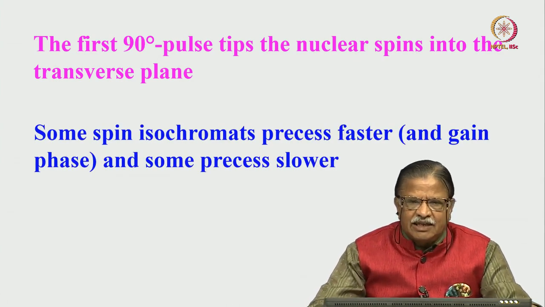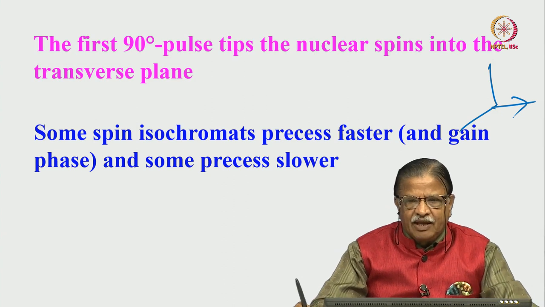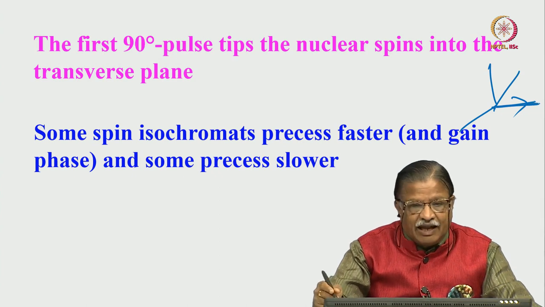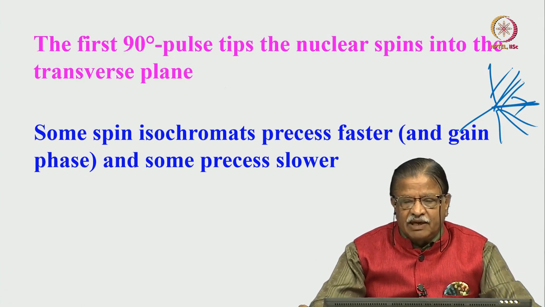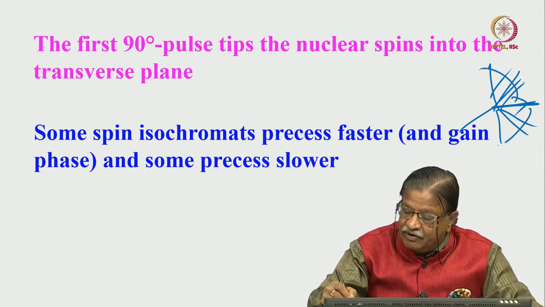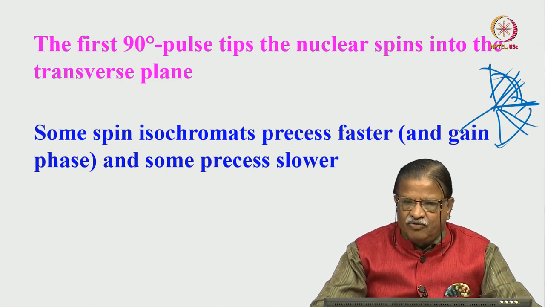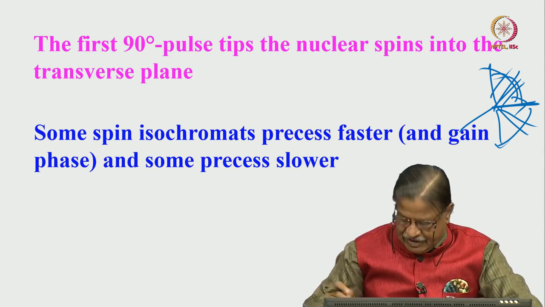And spin isochromats start moving faster and slower because they are dephasing. Let us say from the X axis, this is my on resonance. Those which are on resonance, nothing will happen. Those with different chemical shift offsets will start precessing. Some will go like this, some will go like this. This is called fast moving and slow moving components. Some of the spin isochromats move faster and some move slower. Those who move faster gain phase faster, those who move slower gain phase slower.